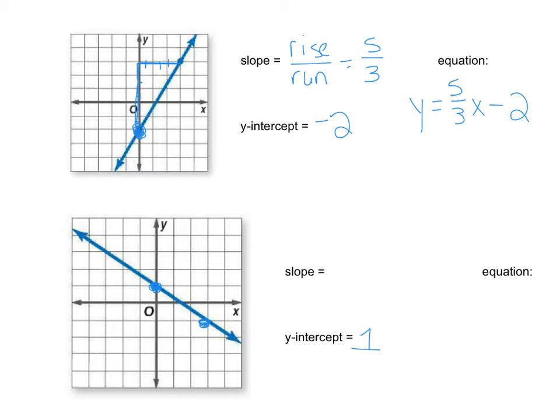This line has negative slope. Notice how it's going down from left to right. I'm going to draw my triangle, which is hard to do with a stylus. It's negative. My rise is 2. My run is 3. So the slope of this line is negative 2/3. So my equation is y equals negative 2/3 x plus, because my y-intercept was positive here, 1.